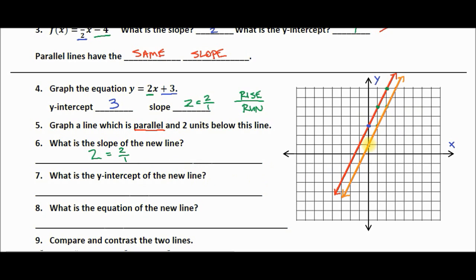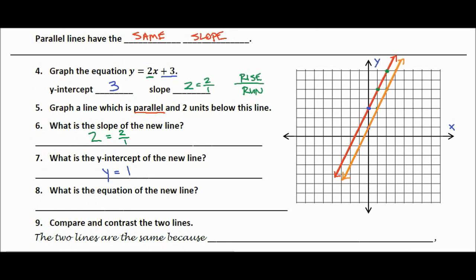It's right here. The y-intercept, where it crosses the y-axis, is now at y equals 1. So our y-intercept is going to be at y equals 1. Don't just put 1 there, class. If you put y equals 1, then I know you're talking about the place where y is equal to 1 on the y-axis. Okay, what is the equation of the new line?